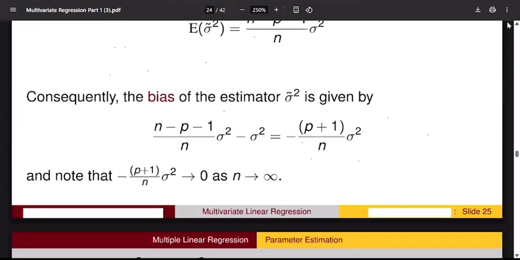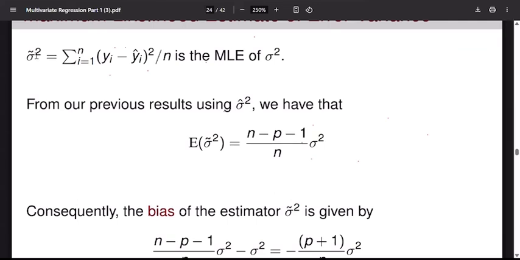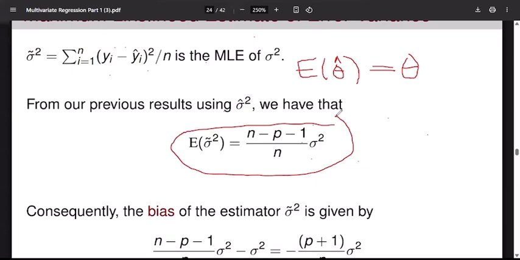Now take a look at what I have here. Please, I need you to pay attention. I said the MLE of sigma squared is going to be biased. Now, how do I know it's biased in classical statistics? When the expectation of an estimator is equal to the value of the population parameter, it is said to be unbiased. But the moment it is not equal to the value of its parameter, then it is biased. So this is how we know. What is making it biased is n minus p minus 1 divided by n. That is what is making it biased.